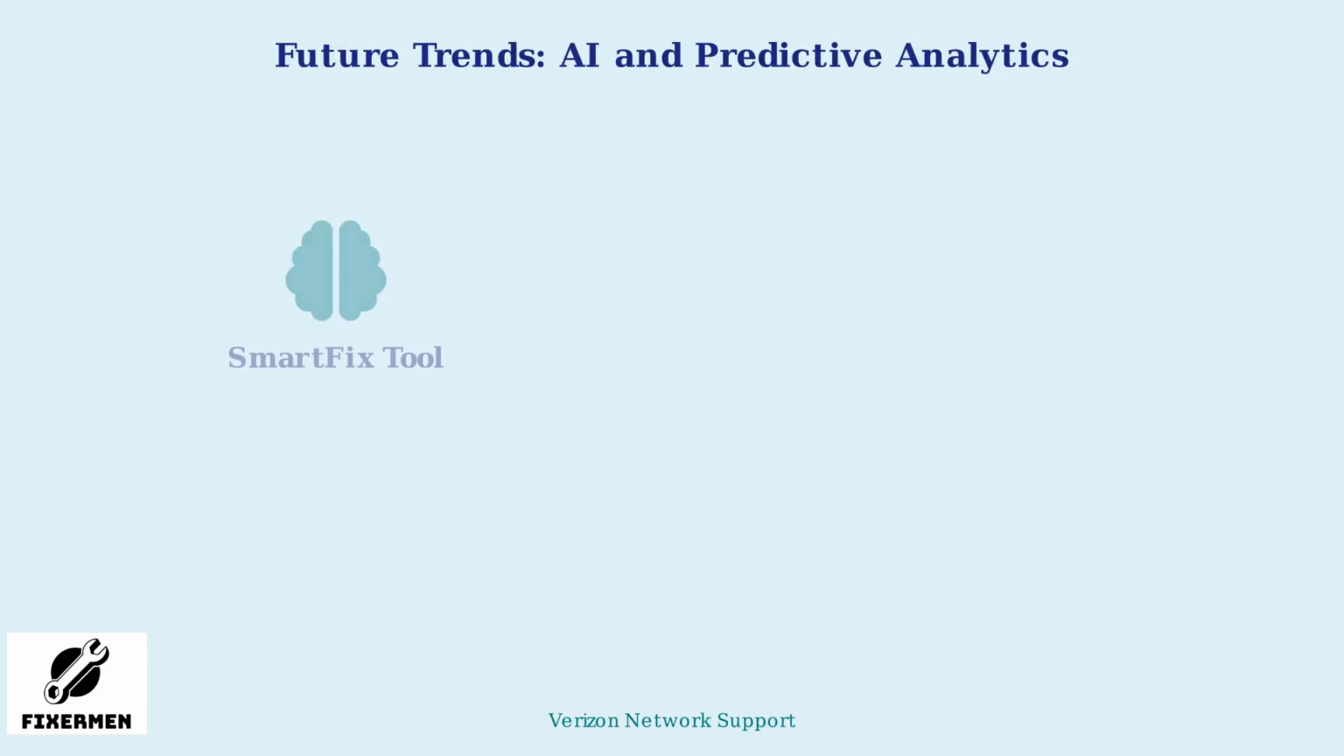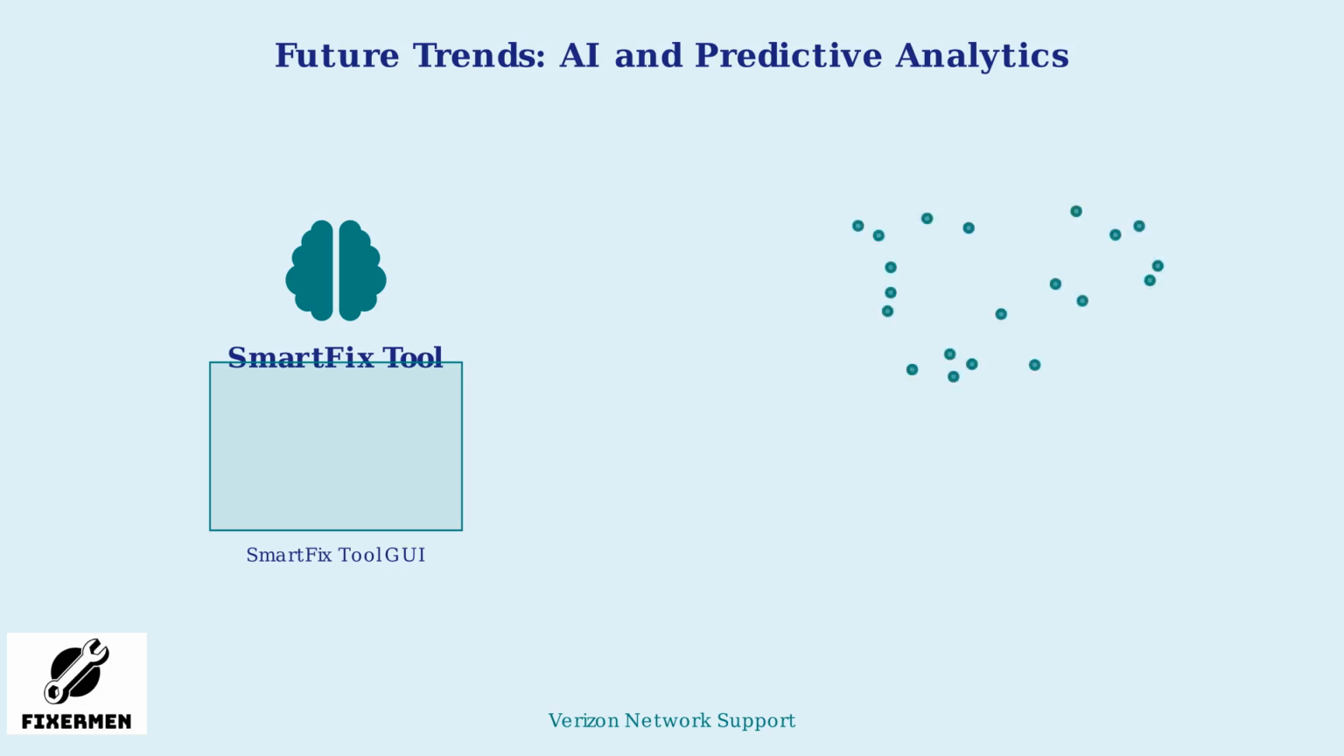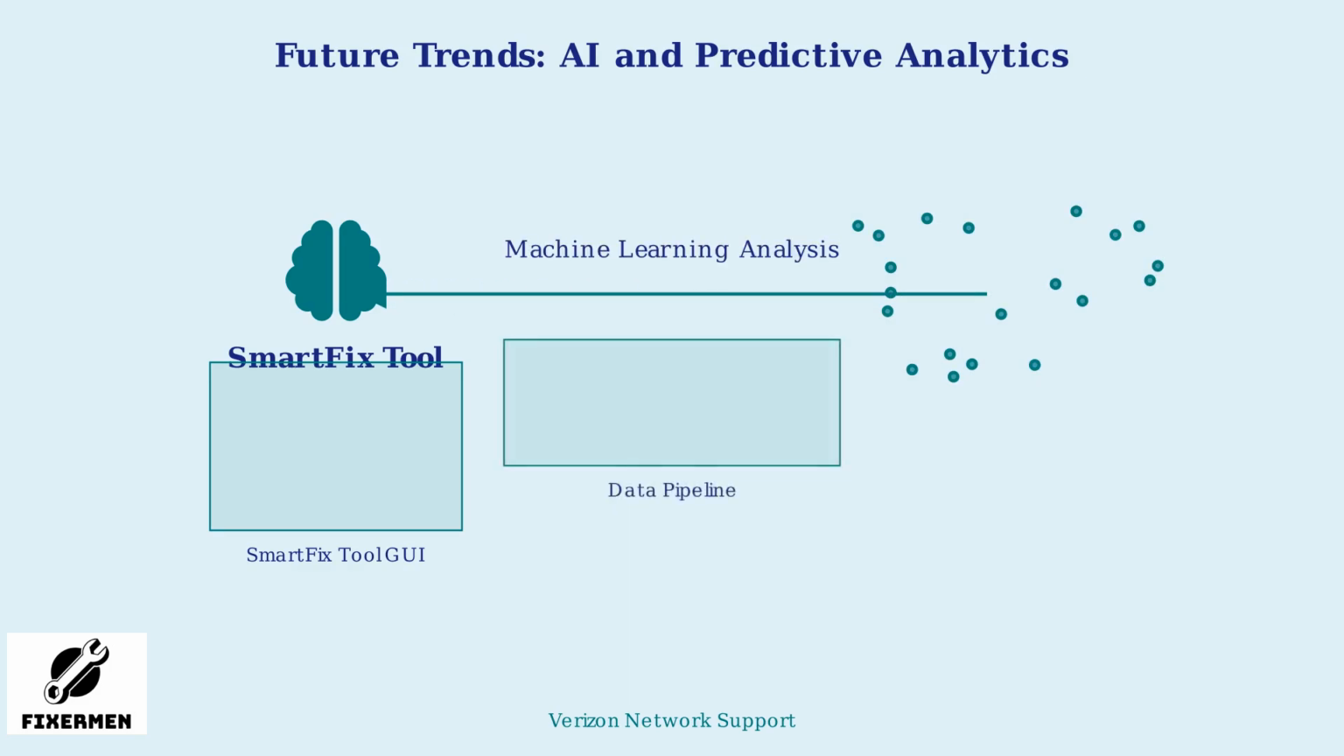Looking ahead, the Verizon Reset Network Settings Guide is expected to become more automated with integrations into Verizon's AI-driven Smart Fix tool. This tool will use machine learning to analyze user data patterns and suggest resets only when necessary. Future versions may also include proactive alerts via app notifications to prevent issues before they require manual resets.